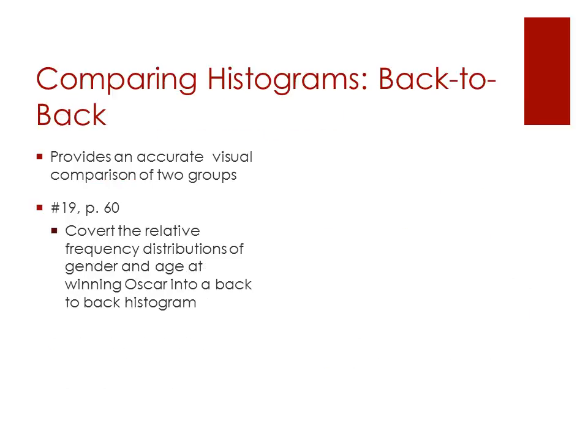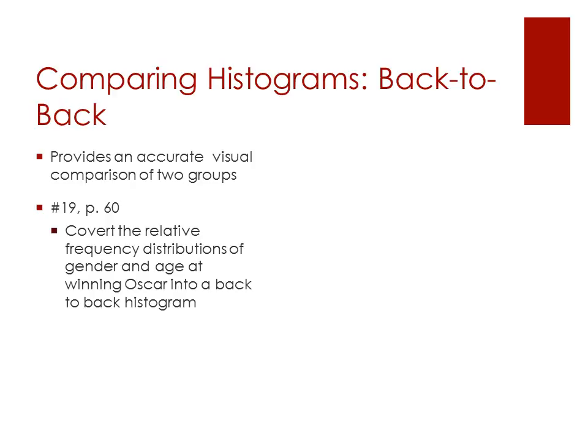All right, now the next thing we're going to look at is comparing histograms by producing a back-to-back histogram. Just as when we were looking at frequencies and we want to be able to compare two groups, we can also do the same thing with a histogram by producing a back-to-back histogram. For this, we're going to convert the relative frequency distributions of age and gender at time of winning the Oscar into a back-to-back histogram, working with the data that we already did with number 19.